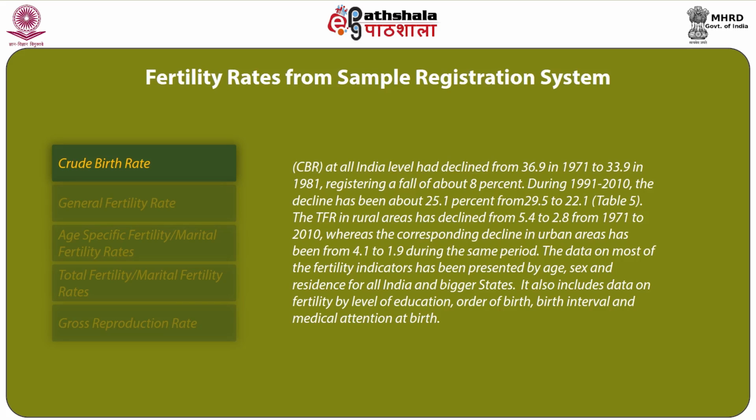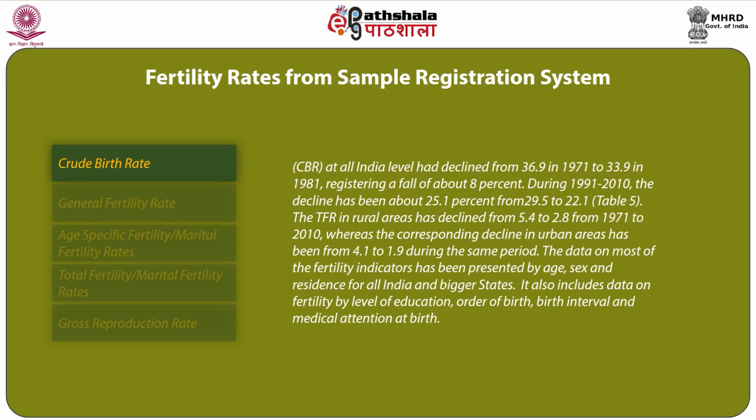To begin with, let us focus on crude birth rate, which is usually called CBR. Crude birth rate at all India level has been shown to be declining from 36.9 in 1971 to 33.9 in 1981, registering a fall of about 8%. During 1991 to 2010, the decline has been about 25.1%, from 29.5 to 22.1. The details are presented in table 5.